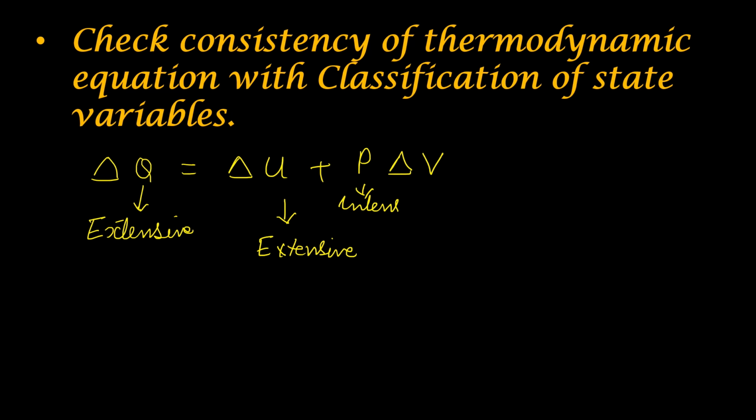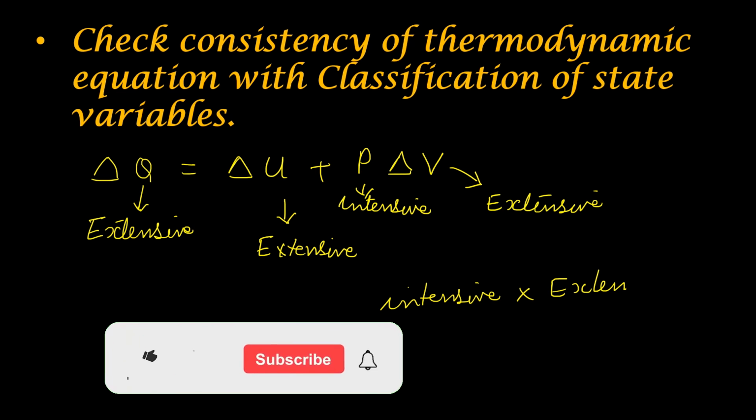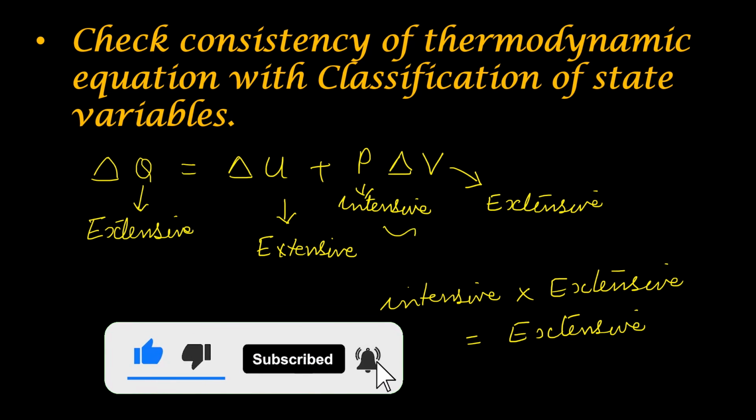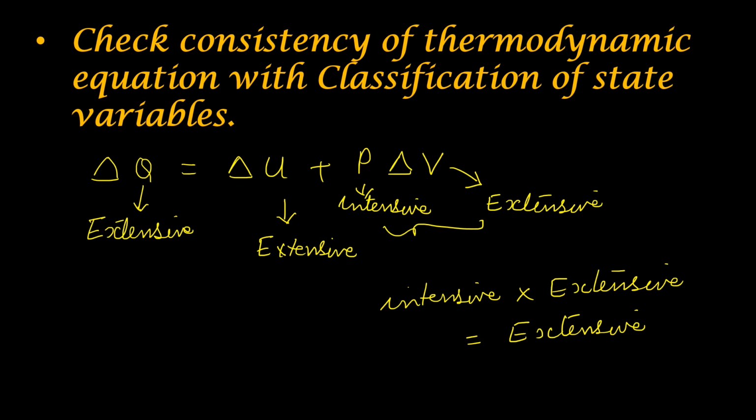P is intensive, but V is extensive. But the principle is intensive function multiplied by extensive function is equal to extensive function. Therefore, this quantity P delta V is extensive. So we find all the quantities in the thermodynamic equation are extensive. So the thermodynamic equation is consistent with the classification of state variables. I hope it is clear.